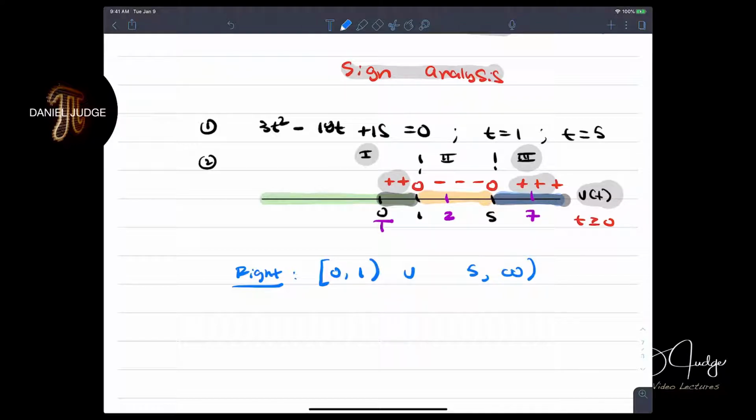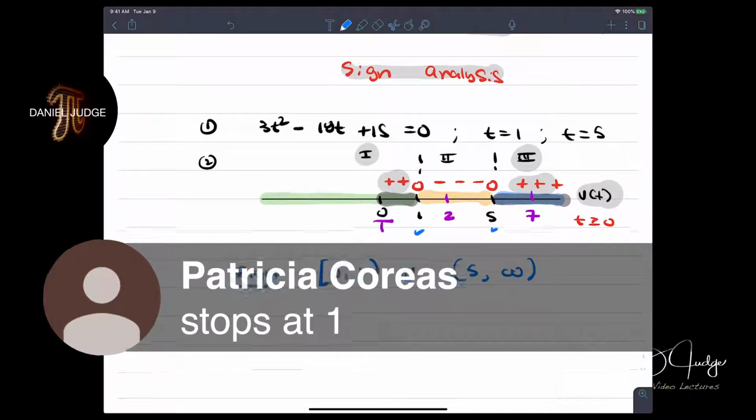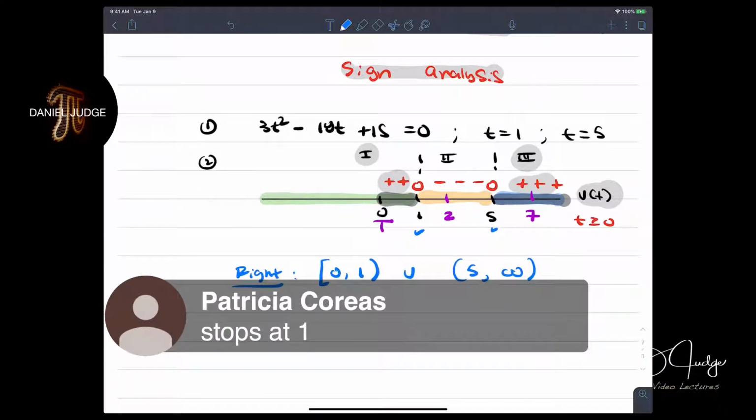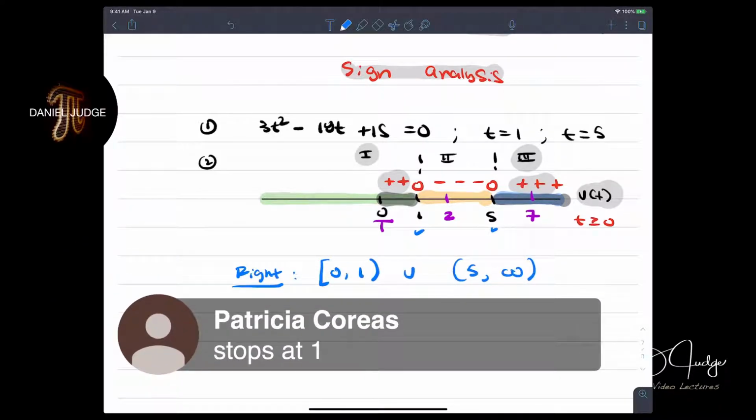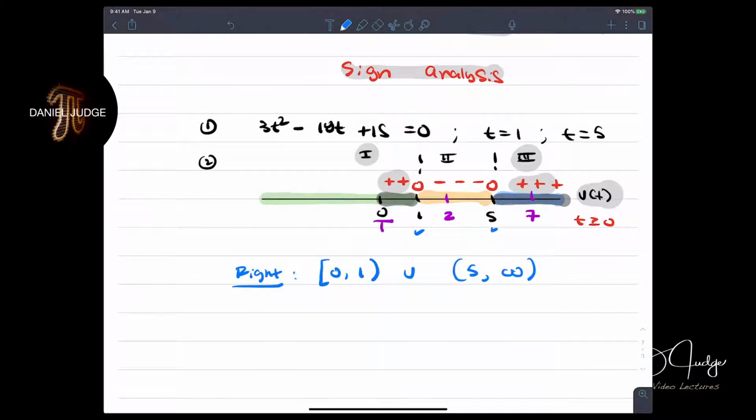And then you say, well, what about 5? Same thing. Because at this time, it's 0. Yes, Patricia. Because the velocity is 0, the particle is stopped. It's not even moving to the right or the left. But the definition of moving to the right is positive velocity, and 0 is not positive. All right? Good job. So this is how you answer.